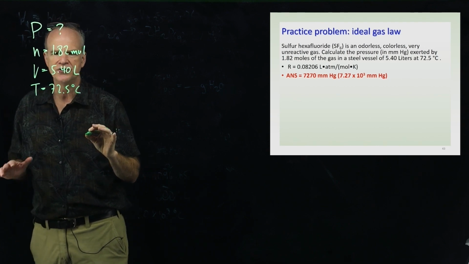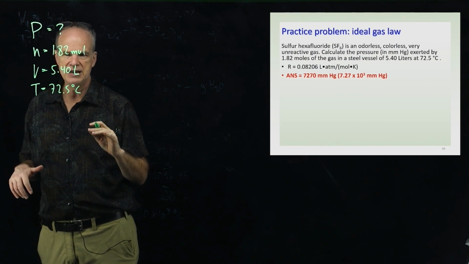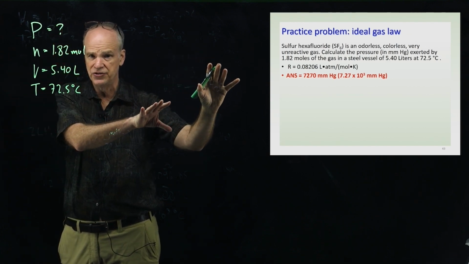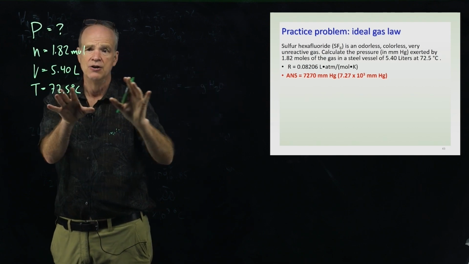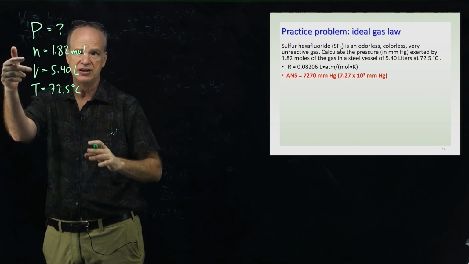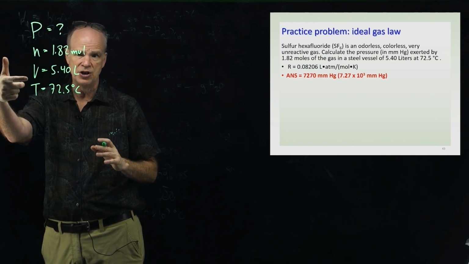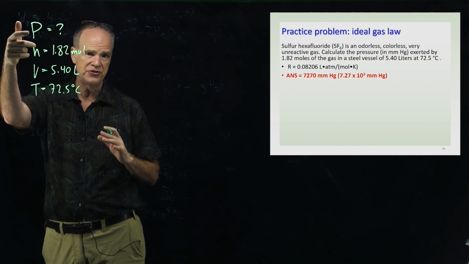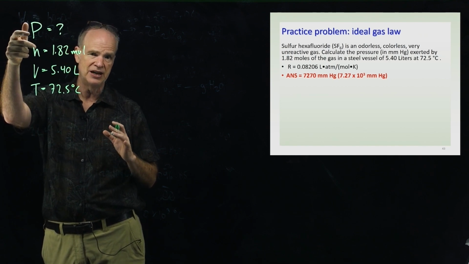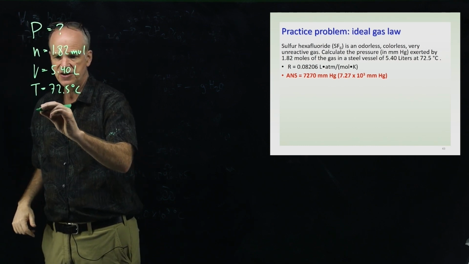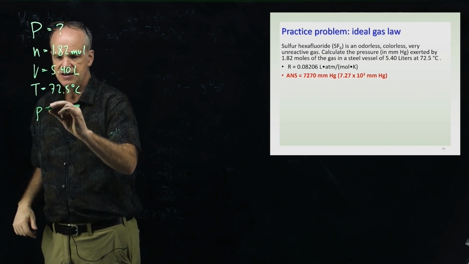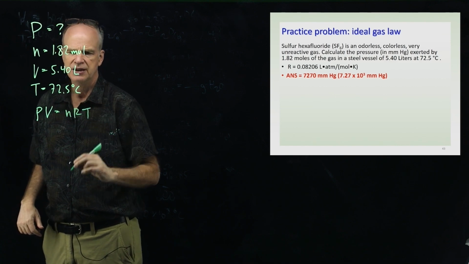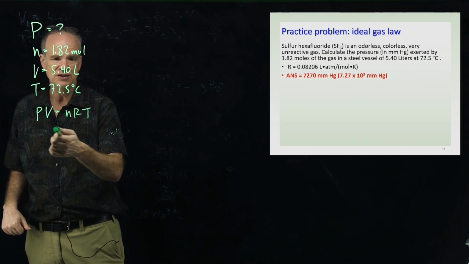So I think what you can see with this problem is we have initial conditions here, but we don't have new conditions that we're converting this gas to. We're looking at the initial conditions, and given we know the moles, the volume, and the temperature of the gas, can we find the pressure? The answer is yes, we can, using the ideal gas law. PV equals nRT, and we can solve for P using this law.